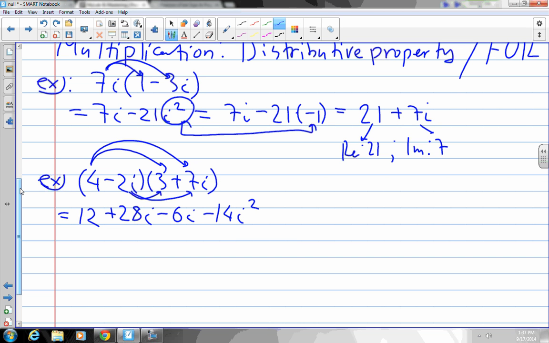Right? And what is i squared? Negative 1, therefore what's going to happen with the negative in front of 14? Can I just make it plus then? I'm going to skip a step. 12, combine like terms, 28 minus 6 is 22i, and negative 14 becomes positive 14. We're okay with that quick flip? The negative became positive because of i squared. Now keep going. 26 plus 22i.